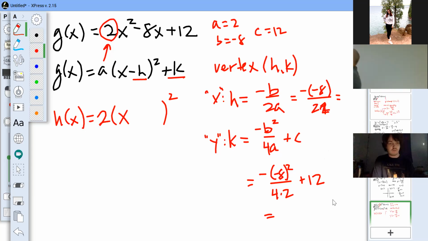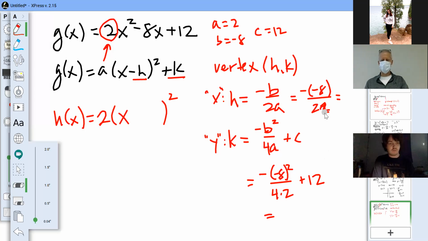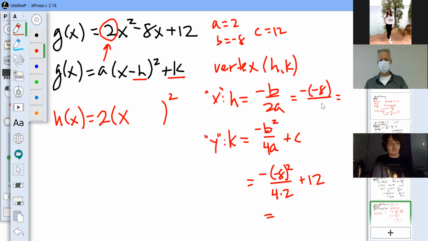So that's what you plug in. That's a 2. If you can do the calculations mentally, you don't have to write it all down. That's perfectly fine.